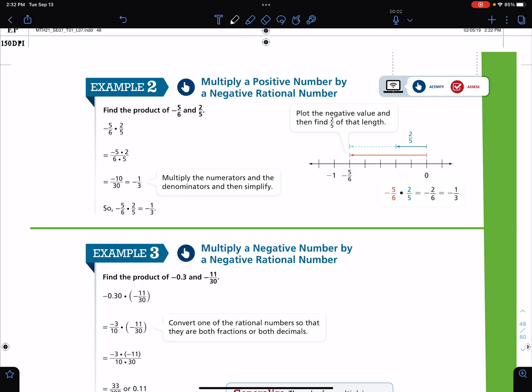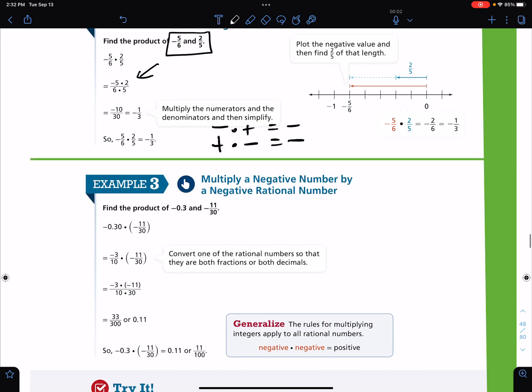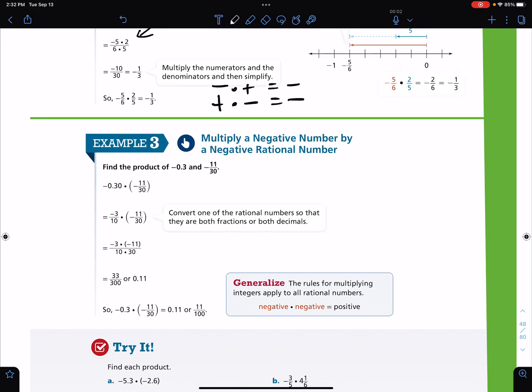Example 2, well, they just threw in some fractions, okay? If you know how to multiply fractions, which, look, you just multiply across the top and across the bottom, and then you reduce, you still keep that same rule: a positive times a negative equals a negative, or a negative times a positive equals a negative. So if the signs are different, then the answer is going to be negative. Then we have another example done the same way. They converted their decimal to a fraction, in this case because it's easier. Sometimes fractions are what you have to do.